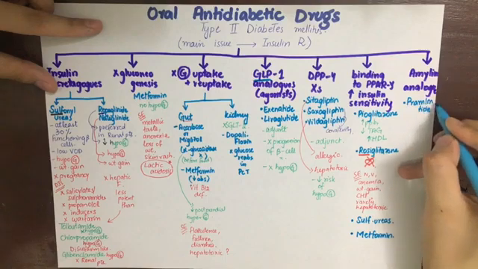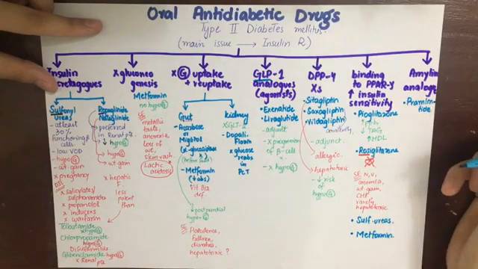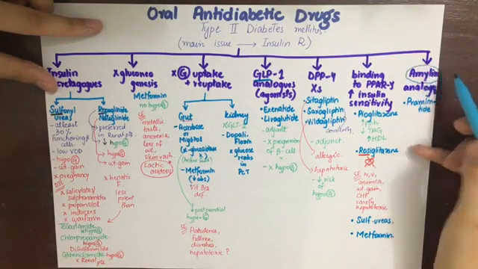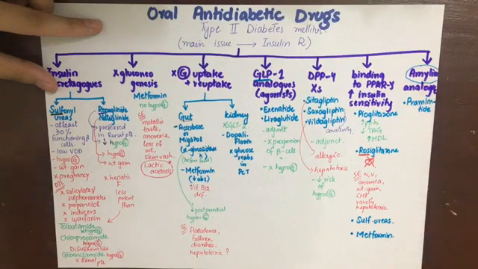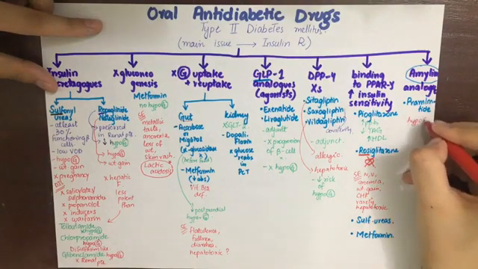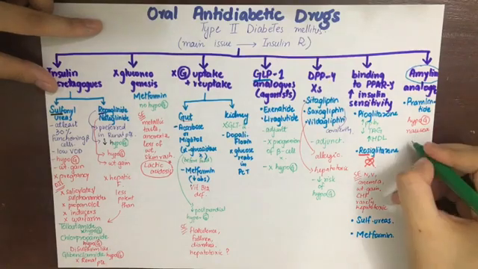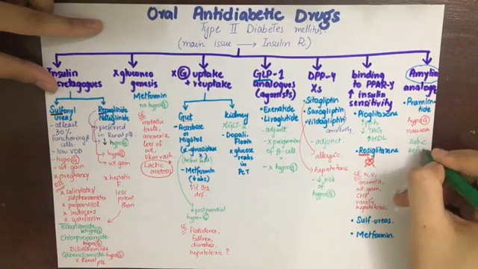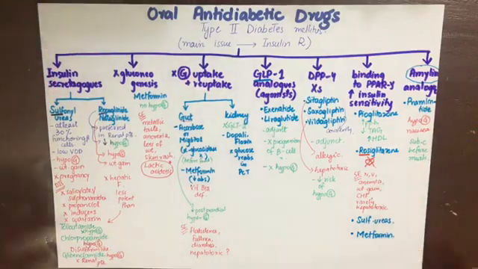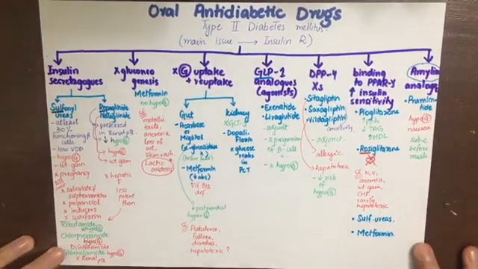Lastly, we have an amylin analog to discuss. It is pramlintide. It will perform all the functions of amylin and is given subcutaneously before meals. It will decrease glucagon secretion, delay gastric emptying, decrease appetite, and decrease weight. It can cause hypoglycemia and nausea.